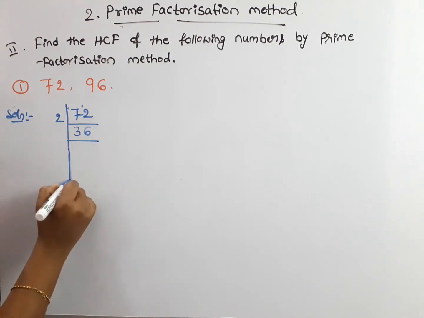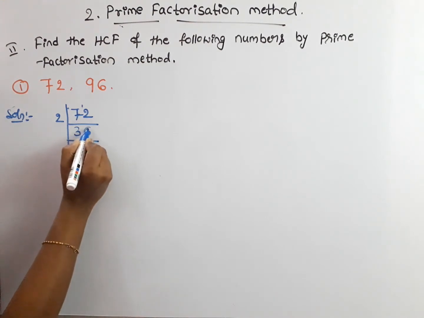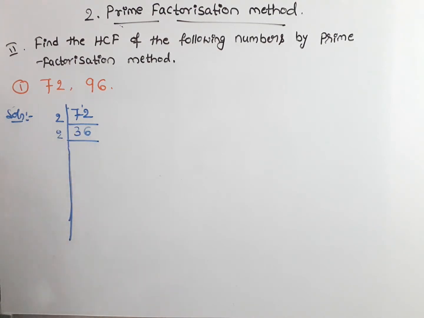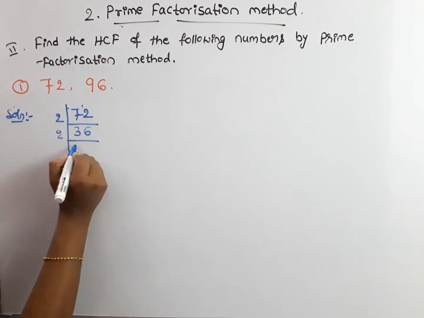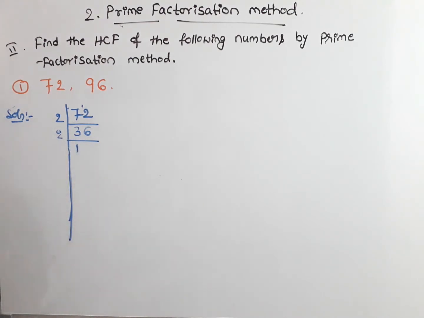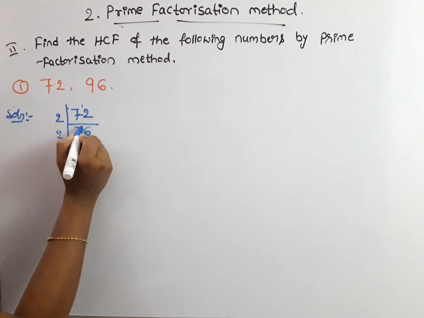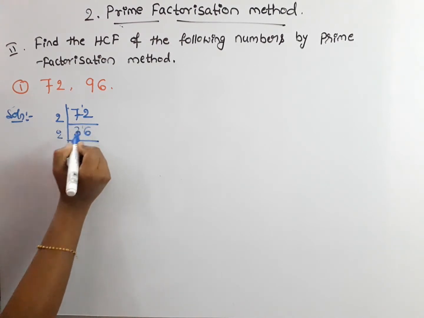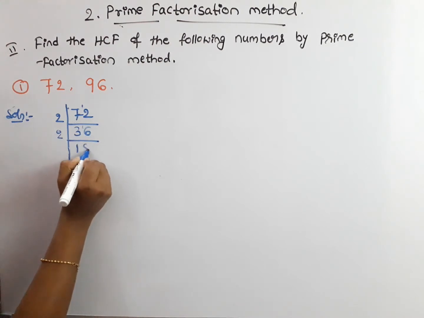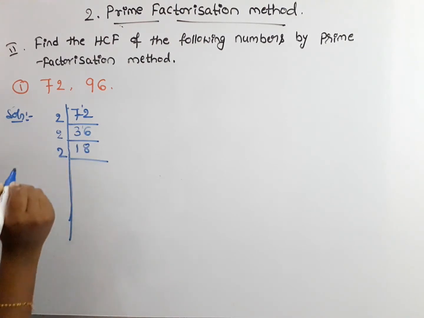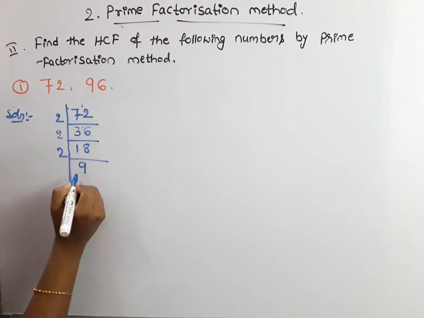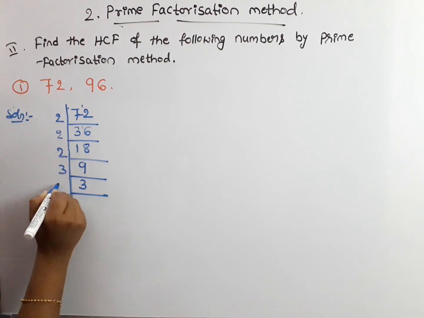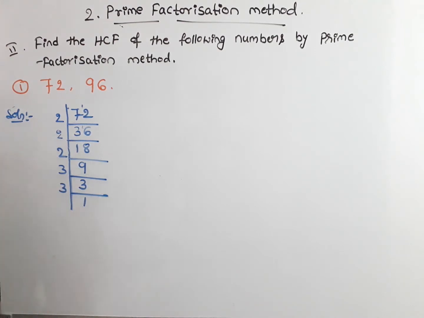Then the last digit of the quotient is 6, which is an even number. So again check with 2. 2 1s are 2. 3 minus 2 is equal to 1. Write 1 here. So then it becomes 16. 2 8s are 16. Then again check with 2. 2 9s are 18. Then 3 3s are 9. Then 3 1s are 3.